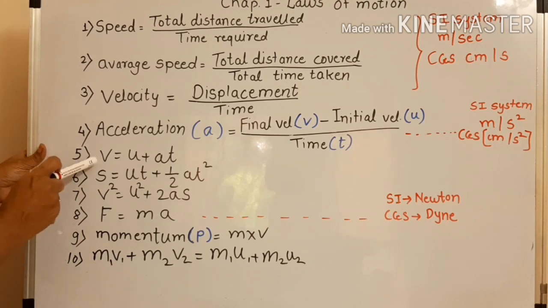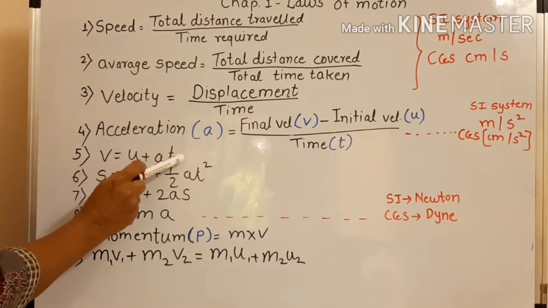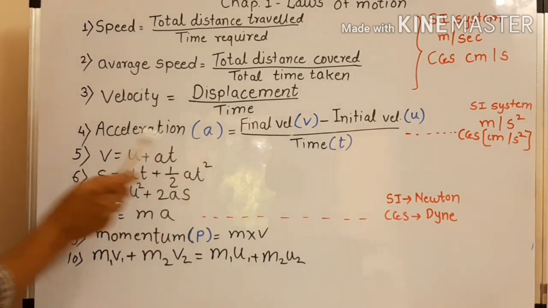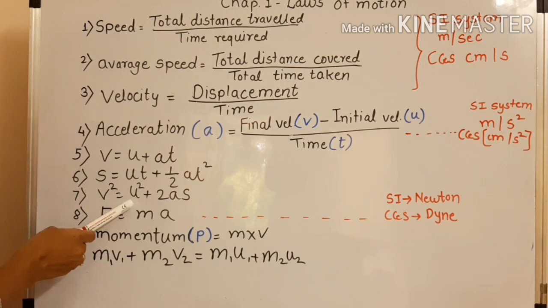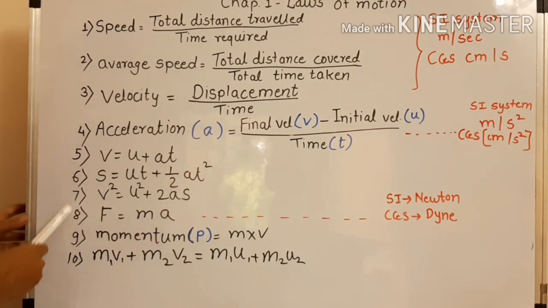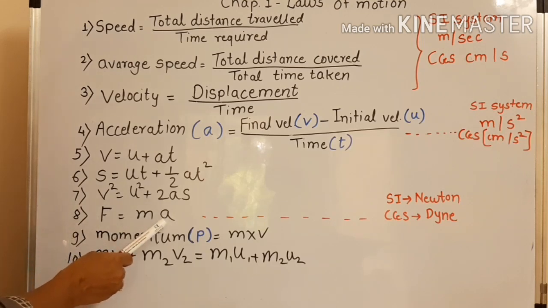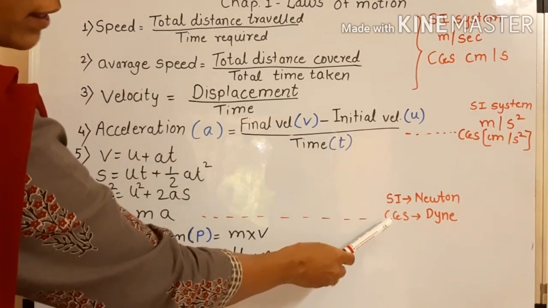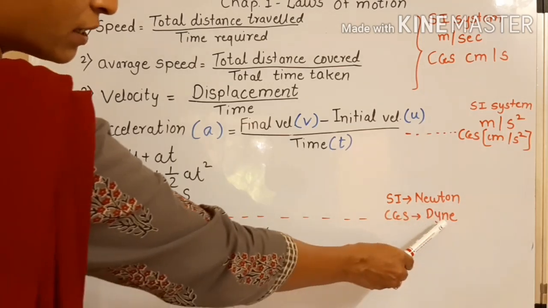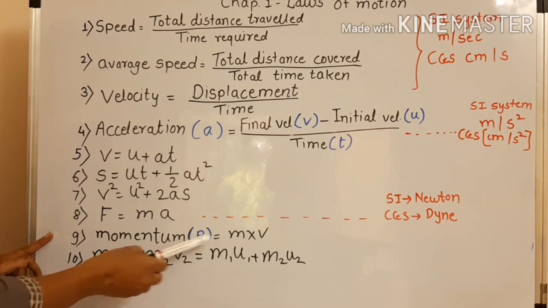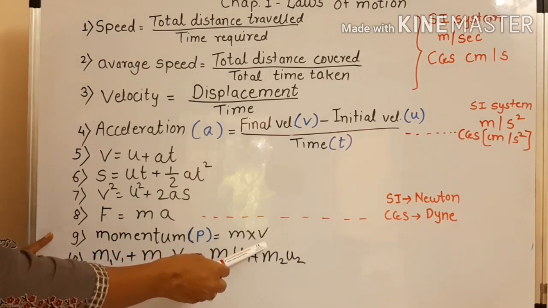Fifth formula, v = u + at, s = ut + 1/2 at², v² = u² + 2as. Eighth formula, force, F is equal to mass into acceleration. In the SI system, the unit of force is Newton. In the CGS system, the unit of force is dyne. Ninth formula, momentum, P is equal to mass into velocity.